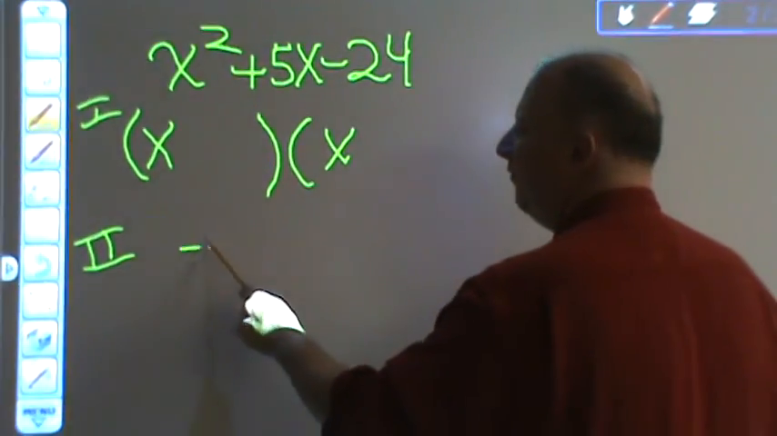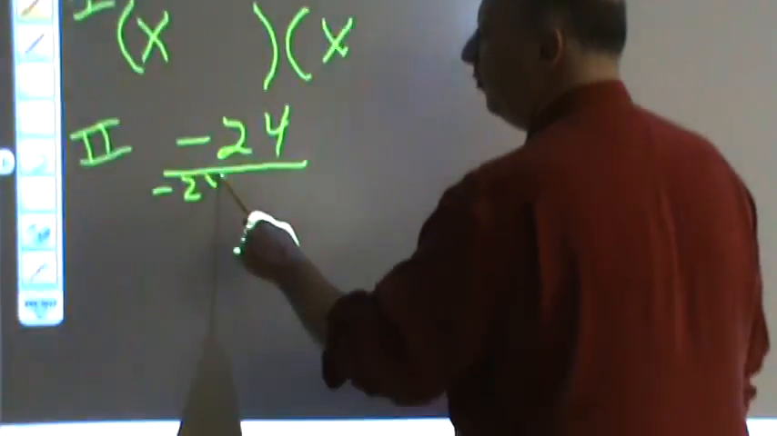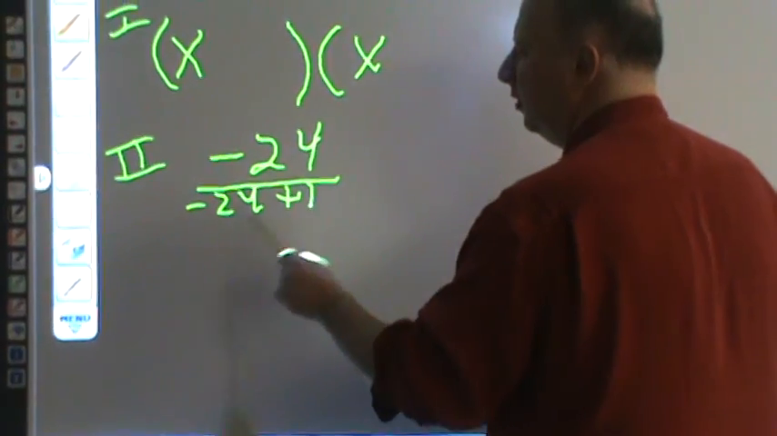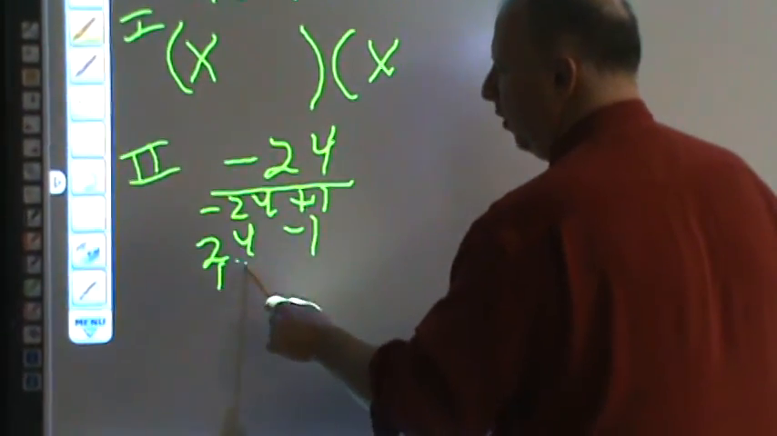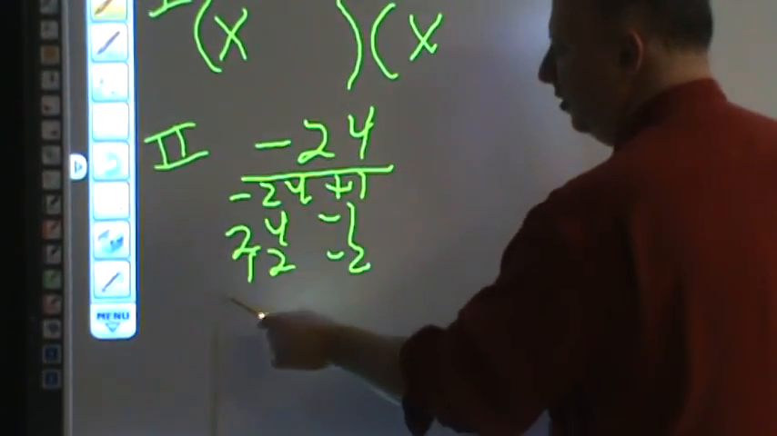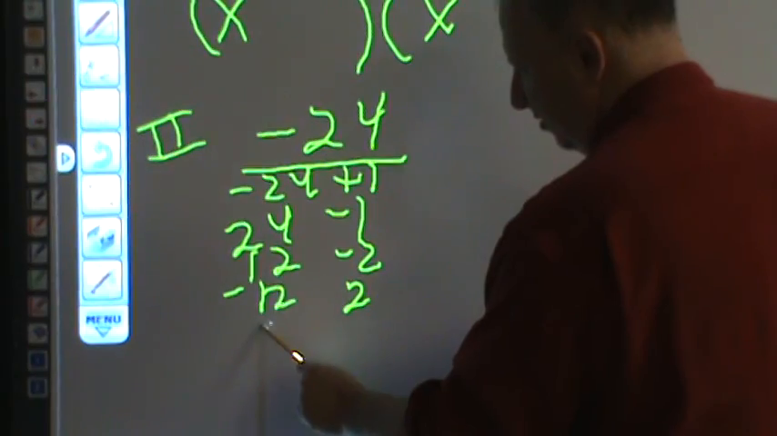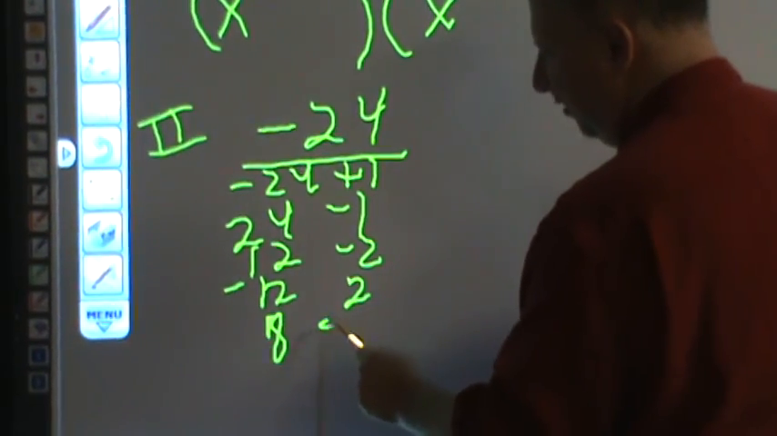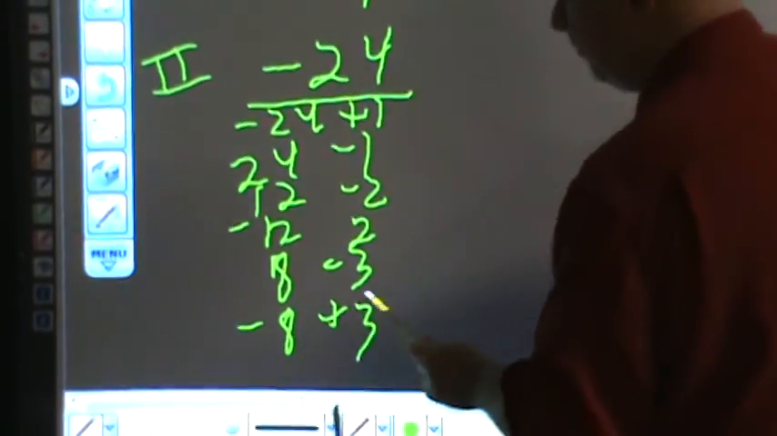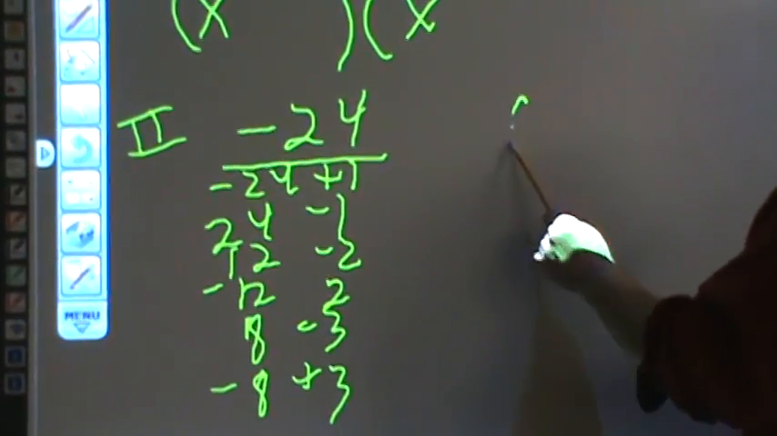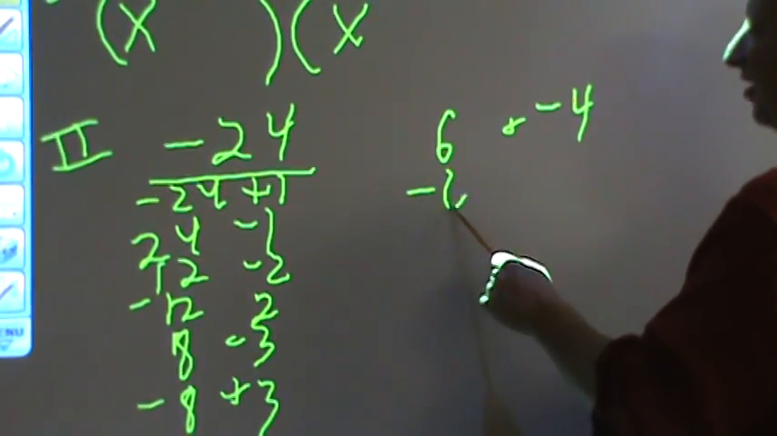What numbers give you negative 24? Let's see, negative 24 and 1. 24 and negative 1. 12 and negative 2. Negative 12 and 2. 8 and negative 3. Negative 8 and positive 3. 6 and negative 4. And negative 6 and 4.